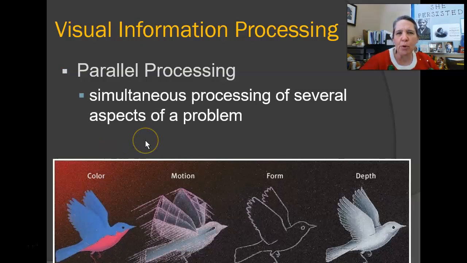We talked about parallel processing already toward the beginning of the year, but again, we're going to bring up parallel processing here because it happens quite a lot in your sensory systems. So we're processing several aspects of a problem or several aspects of what we are seeing with our vision. An example, we're going to process the color. We process whether it's in motion, what the form or the shape is, or the depth. Okay, are we seeing in 2D or are we seeing in 3D? And we process all of this automatically and all at the same time. That's that parallel processing.